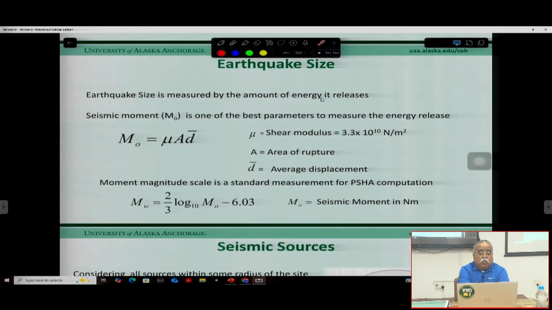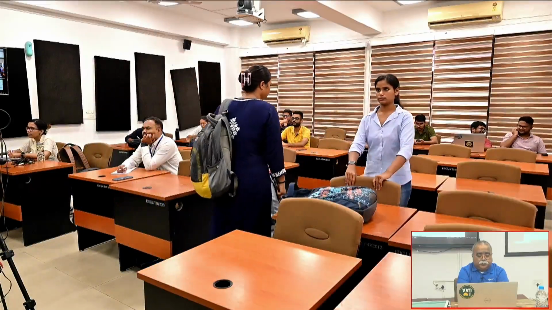And you all know by these things that the earthquake size, with all the scientific aspect, depends on the seismic moment, and the seismic moment is basically related to the MW magnitude, or the moment magnitude scale. So this is M0 equals mu A D bar. So D bar is the average displacement, and MW equals 2/3 log10 M0 minus 6.03. So that's your seismic moment part. Okay.